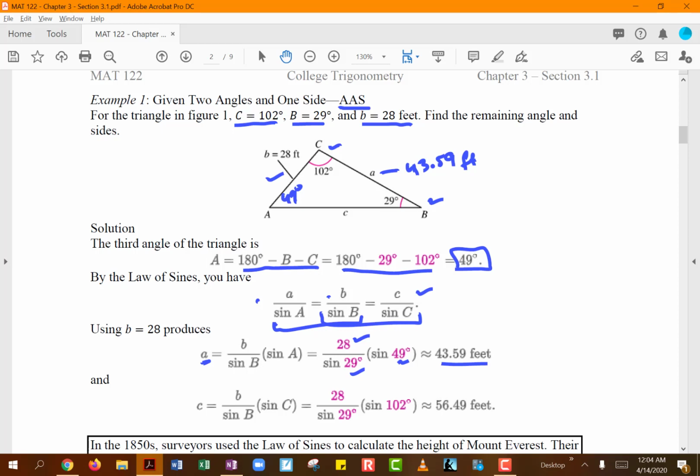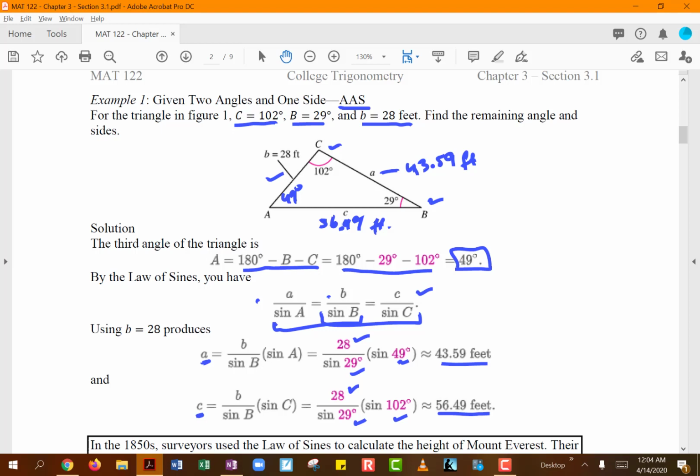Okay, and in that same way, we are taking this form here, which is c over sine C equals b over sine B, and then again using our measurements for side b, angle B, and angle C, we are able to calculate side C, and side C comes out to be 56.49 feet, so that's going to be 56.49 feet.